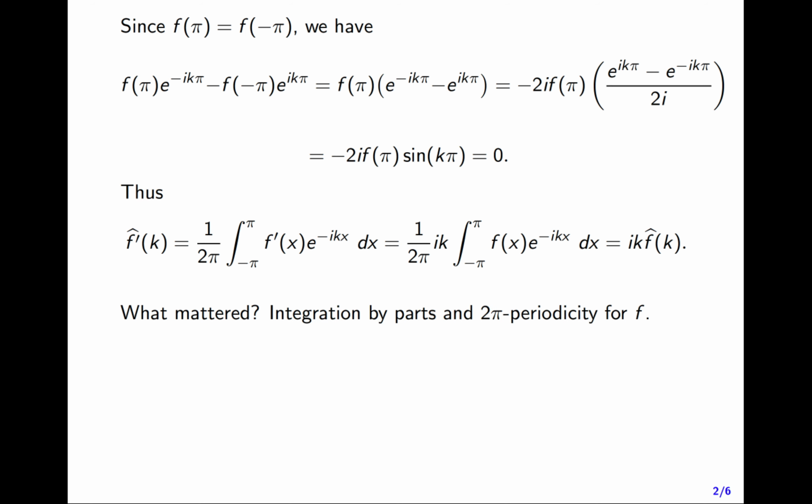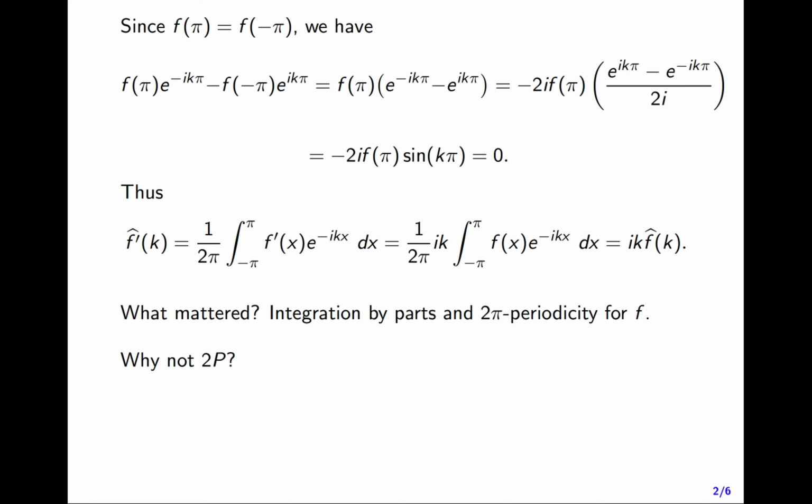First, I needed to be able to integrate by parts, so I needed to assume that f was differentiable, and for the integral to exist, I assumed that f prime was continuous. And just above on this slide, I really did need that 2 pi periodicity for f to be able to get those boundary terms from integration by parts to be 0.